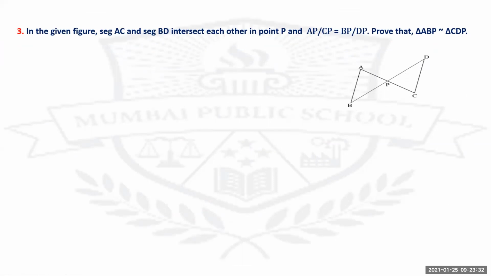Now when you look at this figure, you should understand that wherever you get this X sign, you get a pair of vertically opposite angles. That means angle APB equals angle CPD, and angle APD equals angle BPC. You get these as pairs of vertically opposite angles. Wherever you get this X shape, remember this.